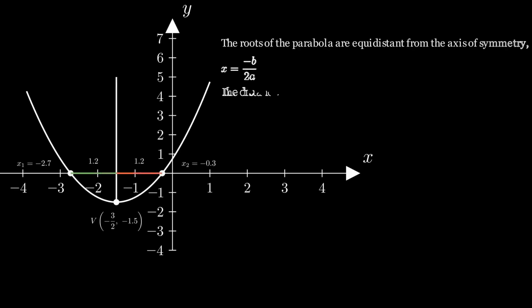The roots of the parabola are equidistant from the axis of symmetry. The axis of symmetry is given by x equals -b/2a. The distance between the roots is the absolute value of x2 minus x1. The product of the roots is denoted by p. The two roots are positioned symmetrically around the midpoint, s/2, separated by half the distance.